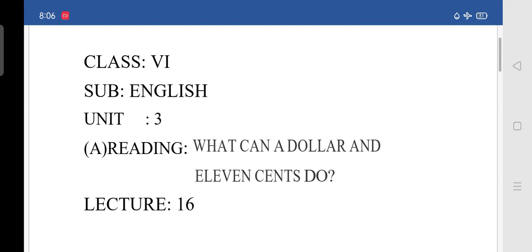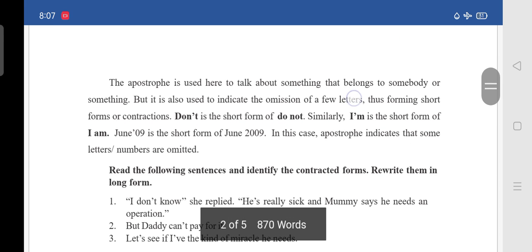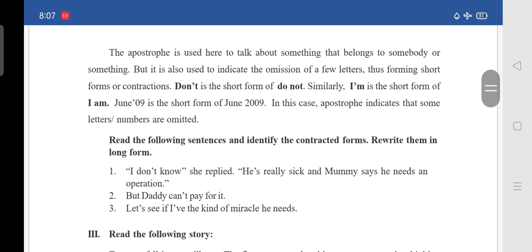Good morning, students. In the last class, we started the grammar and vocabulary of the lesson. Today, we will be completing the remaining part of the grammar. In the last class, we saw the question mark, exclamation, and apostrophe from the grammar part, isn't it? So today we will again be dealing with the apostrophe.